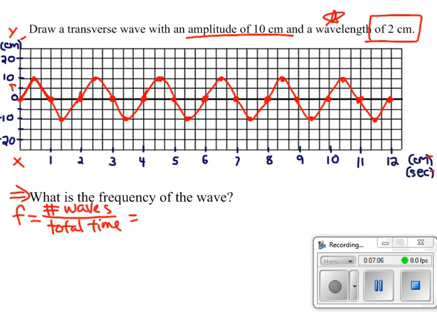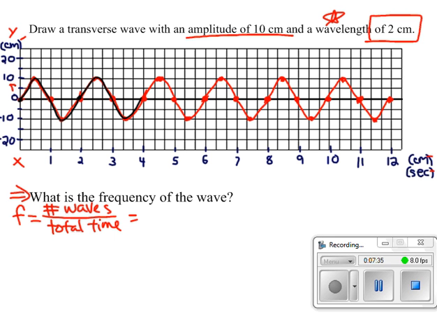So now we have to count the waves. Counting waves is very simple. You're going to start at a starting point, and you're going to go up, and down, and stop. Okay? You're going to just trace one complete wave. I like to do this with my finger on the paper so that I don't lose count. So that's one wave. Up, down, stop.